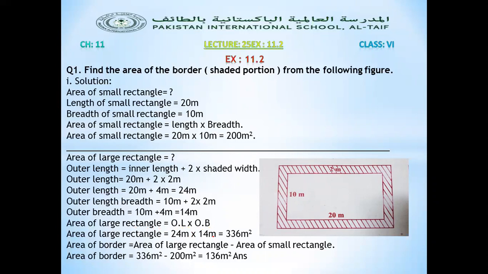Now dear students, our question is to find the area of the border, that is equal to the area of the large rectangle minus the area of the small rectangle. Now here we will place the area of the large rectangle that we have got, 336 square meter, and the area of the small rectangle, that is equal to 200 square meter. After subtracting 200 square meter from 336 square meter, we get 136 square meter. This is the answer.